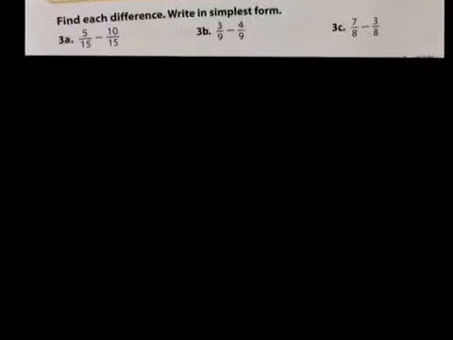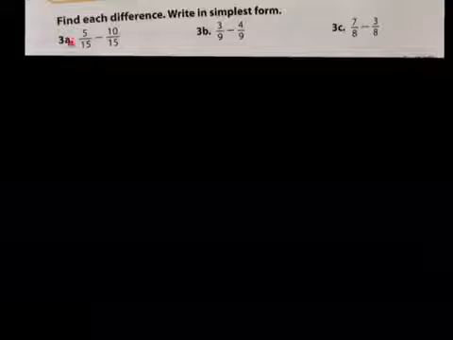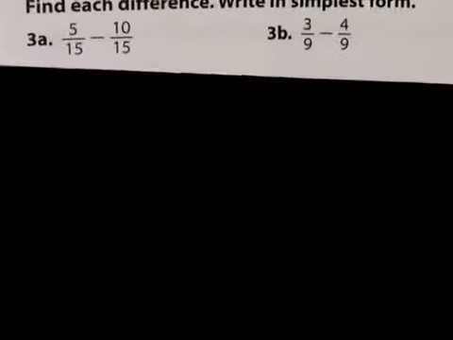Let's try these 3. Now, boys and girls, here we have 5 over 15 minus 10 over 15. Now, this number is clearly larger than this number, right? So you know you're going to have a negative number because you're taking away more than what you actually have. You're going below 0, okay?